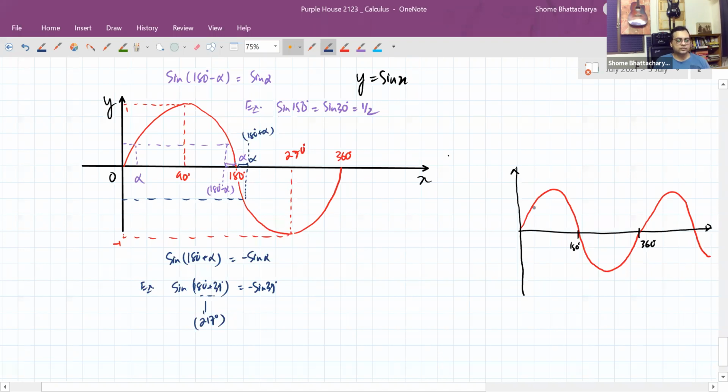If this angle is 37, and I select something beyond 180 by 37 degrees, you can see that this value here and this value here are symmetric. This is 3 by 5, this is minus 3 by 5, because this distance and this distance on the graph are symmetric. So this angle is becoming 217 degrees.